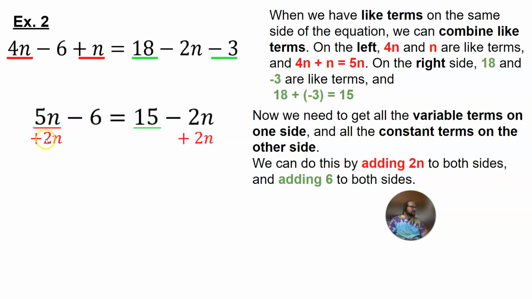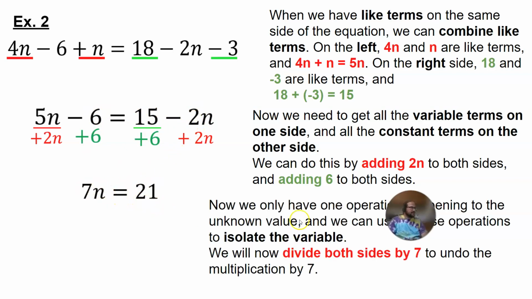So we are adding 2n to both sides to cancel the 2n off of the right, and we're adding 6 to both sides to cancel the minus 6 off of the left. So 5n plus 2n is 7n, and 15 plus 6 is 21. The minus 6 plus 6 cancel, the minus 2n plus 2n cancel. So we've got 7n equals 21. Now we've only got one operation happening to our variable, we just need to undo that. n is being multiplied by 7, so we are going to divide both sides by 7. And we get n equals 3.